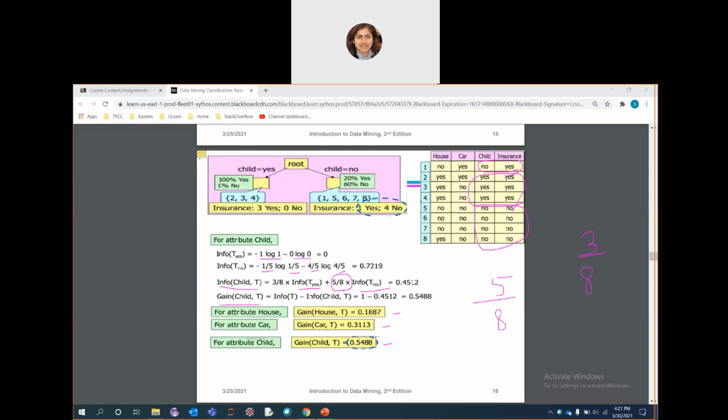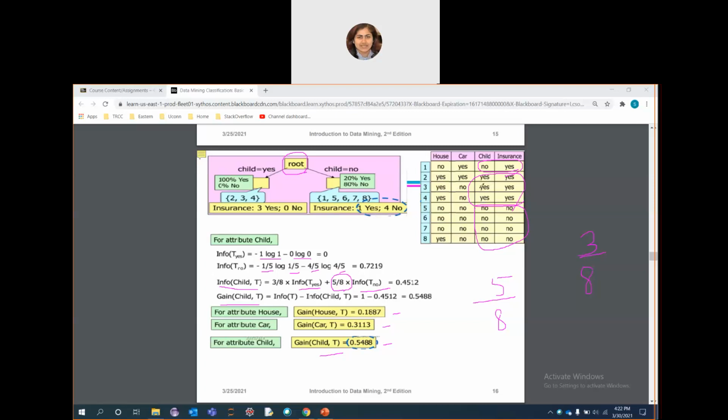Then finally, we found that the information gain of child tree is highest as compared to house and car, which is 0.5488. So now we will consider to form a decision tree starting with the child node as our root. After the root, as in the figure here, we need to see if the child value associated is yes, how many of them are yes and how many of them are no.